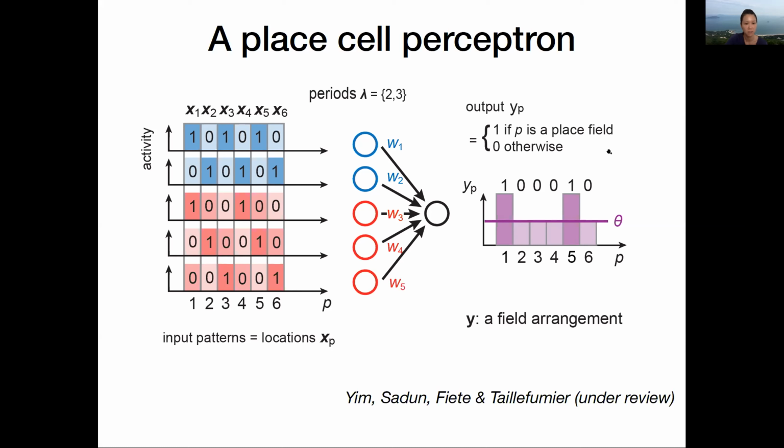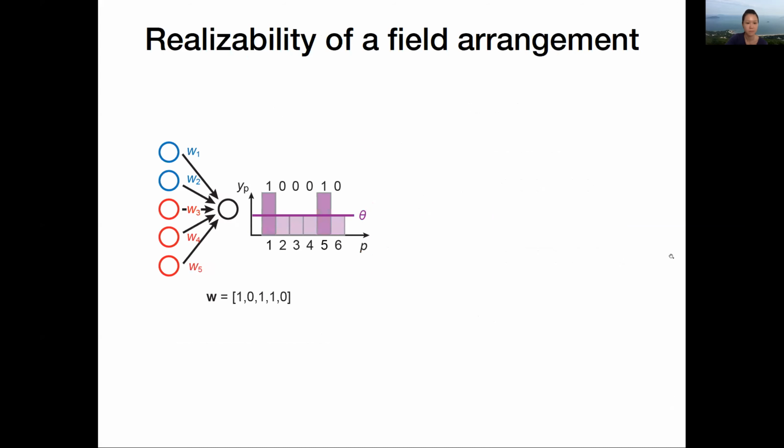This output vector, Y, indicating place fields and non-place fields, is called a field arrangement. Then we can train this network by searching for a set of weights W that can realize a given field arrangement. In that example, we can find a set of weights, given here, to realize locations 1 and 5 as our place fields. And so this field arrangement is realizable.